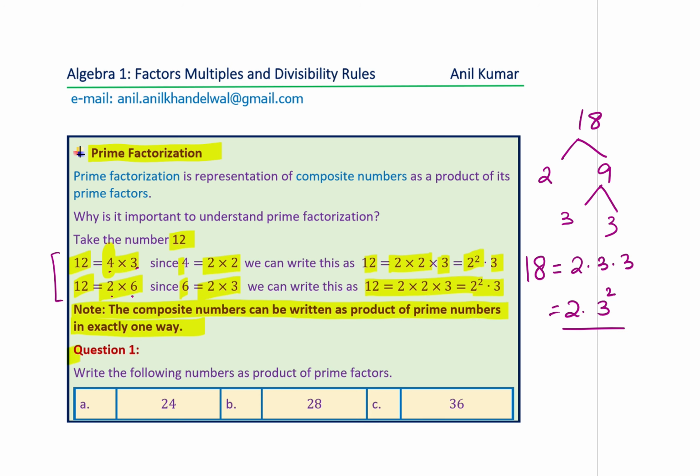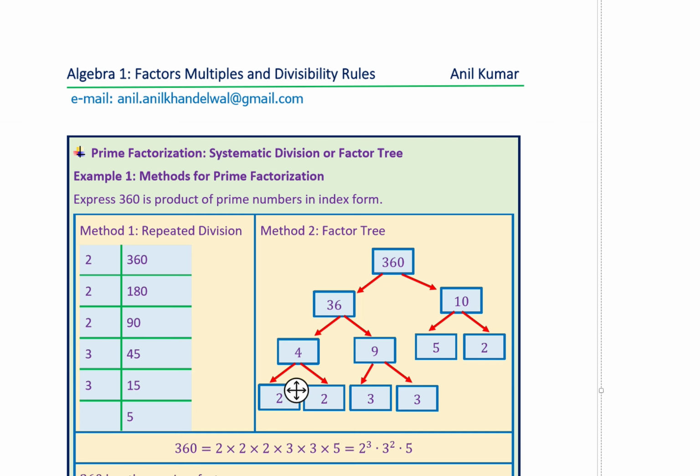But to begin with, the question here is to practice. So the question is, write the following numbers as the product of prime factors. So we have three numbers for you. Take your time to write the prime factors of these, correct? In the form shown here. Is that clear to you? So that becomes your exercise. Now, let's take them one by one.